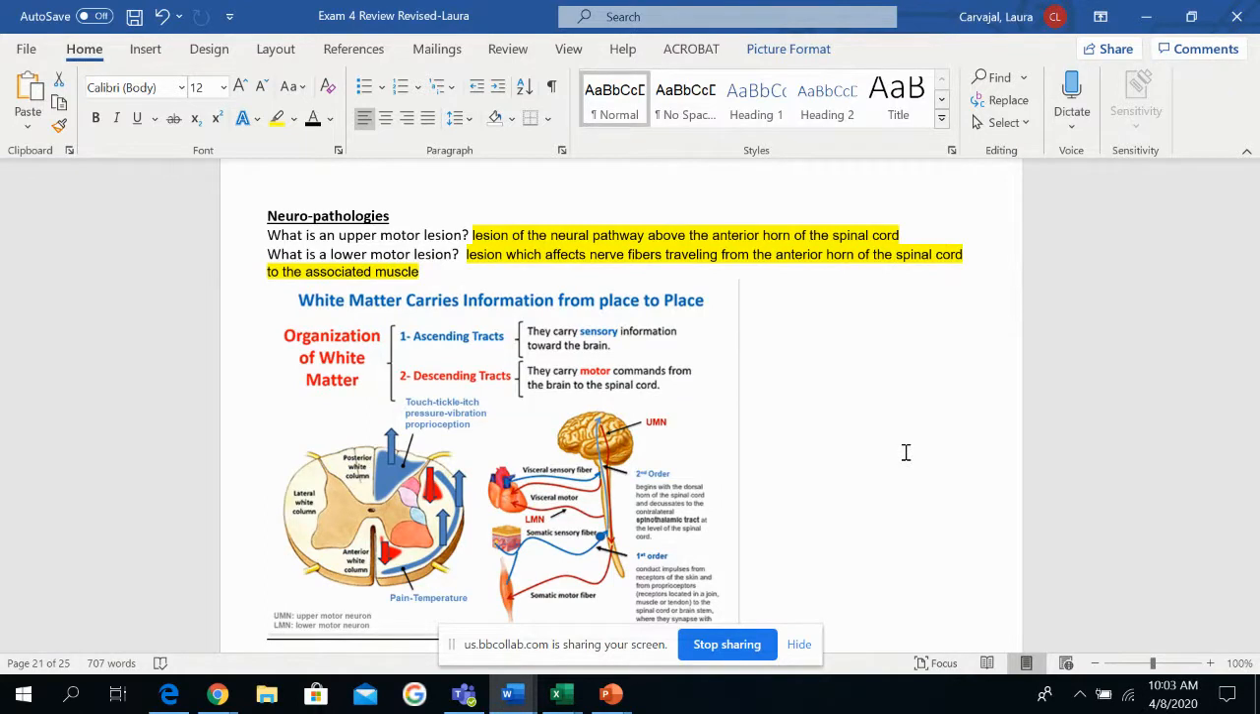What is a lower motor lesion? A lesion that affects the nerve fibers traveling from the anterior horn of the spinal cord to the associated muscle. So basically, when you cut a nerve, the connection is lost, and so you have a lesion. It depends which connection you affect. If you're working with your ascending tracts, that would be an upper motor lesion because it's affecting the information being sent to the brain. If you cut it in your descending tracts, it would be a lower motor lesion because it would be affecting the information being sent out to the muscles from the brain.